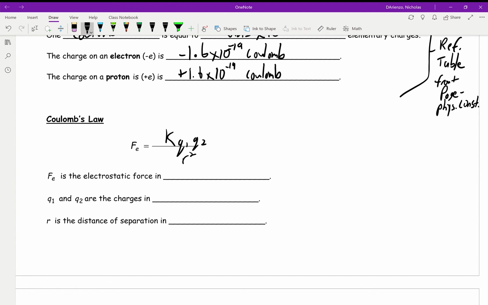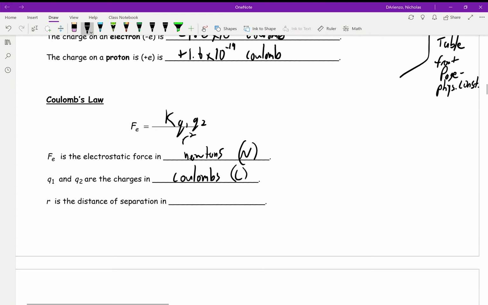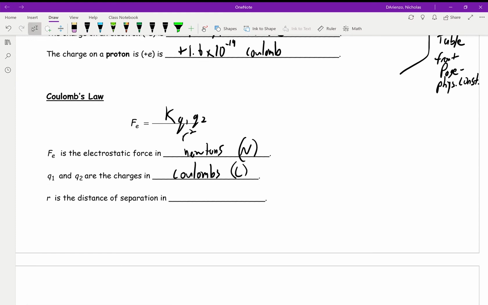We measure that electrostatic force, as with any force, in newtons, which would be F sub E. Q1 and Q2 are going to be the charges that are going to be in coulombs. And R is the distance of separation in meters. And generally these are pretty small numbers. This is going to be meters squared.